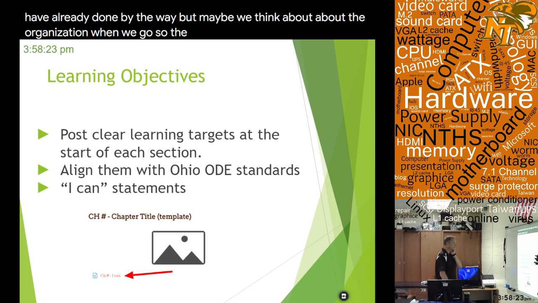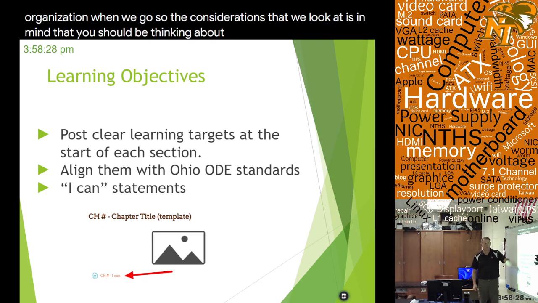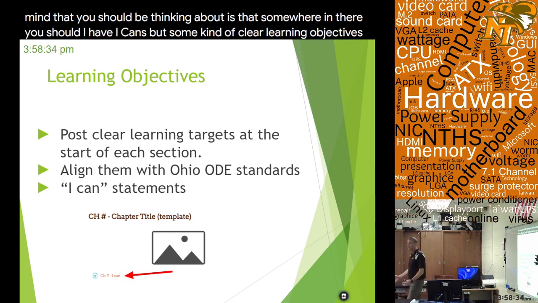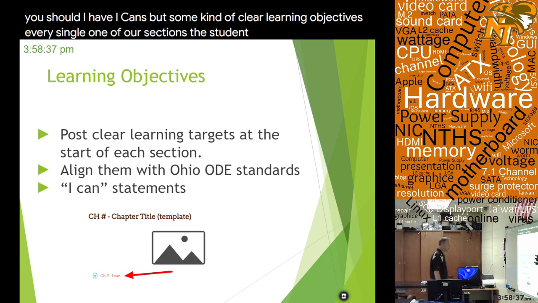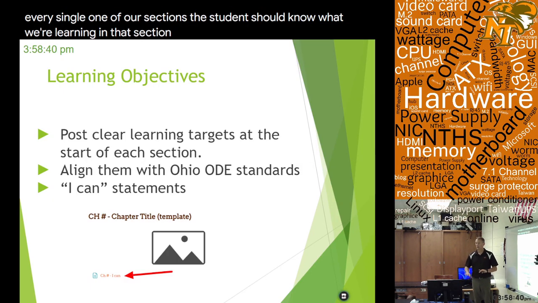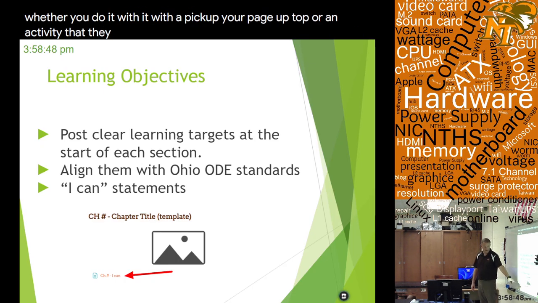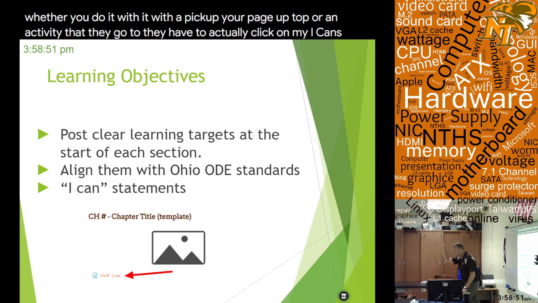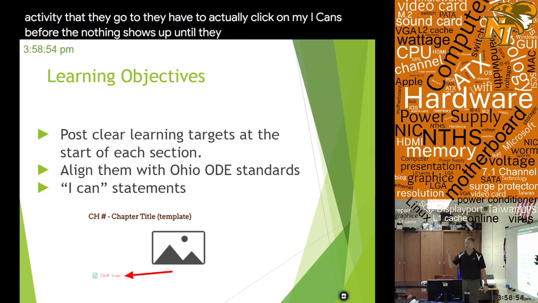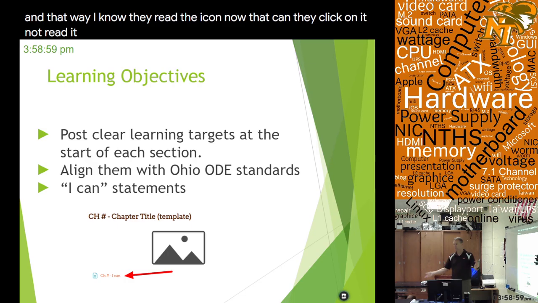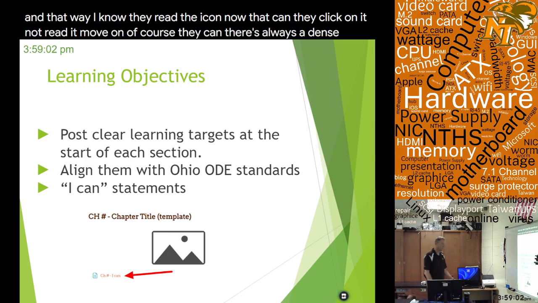So the considerations that you should be thinking about is that somewhere in there I have ICANs, some kind of clear learning objectives. For every single one of our sections, the student should know what we're learning in that section. How you display that to the kids, whether you do it with a page up top or an activity that they go to, is up to you. They have to actually click on my ICANs, and nothing shows up until they've physically clicked on them. That way I know they read the ICAN. Now, can they click on it, not read it, and move on? Of course they can. There's always a Dan Studebaker in the room.